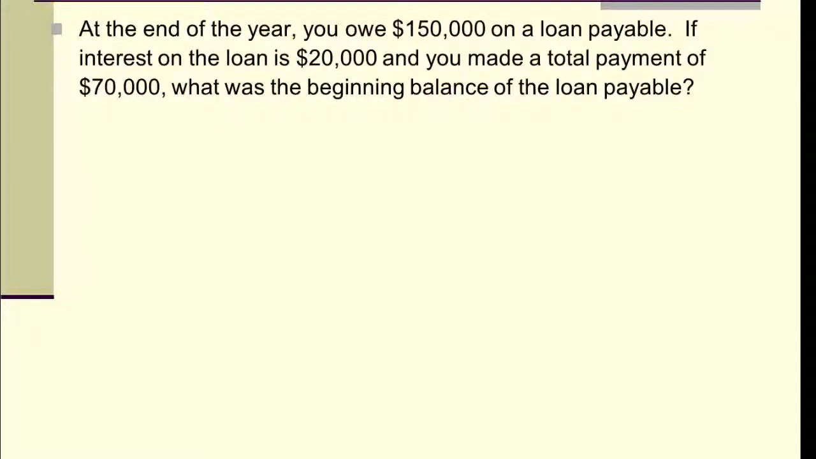All right, our last example here of account balances. This one's a loan. We know that at the end of the year, we got a piece of paper from the bank. You owe us $150,000. We know during the year that interest accrued of $20,000, and we know that we made a total payment of $70,000. We want to know what the beginning balance was.